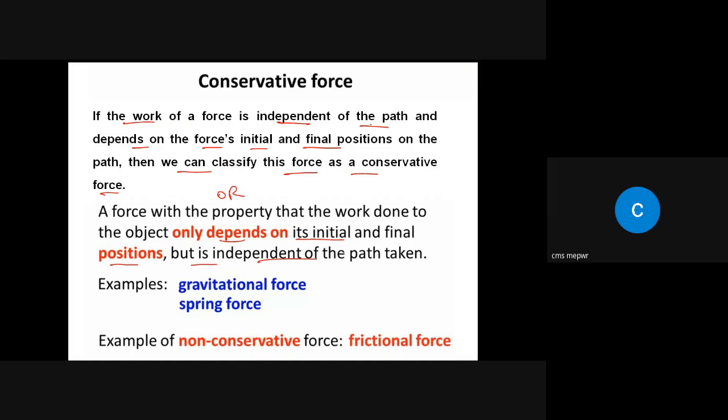Okay. For example, gravitational force and spring force, both of them are conservative forces. For non-conservative forces, one of the examples is frictional force. It depends on the path. Or you can say the applied force, the external applied force, can also be termed as a non-conservative force.